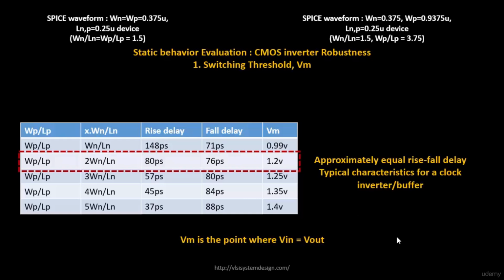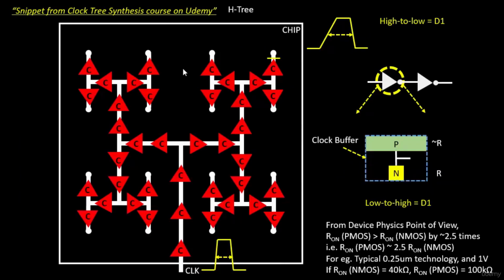So this is a typical characteristic for a clock inverter or a buffer. I'll take a snippet from one of my courses, which is called clock tree synthesis. This course is already there on Udemy. This is one of the snippets from that course. We have this huge clock network. On this one, this is the clock source pin, and this is the clock endpoint.